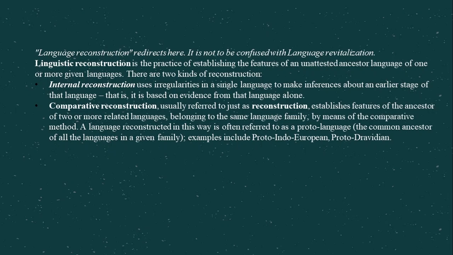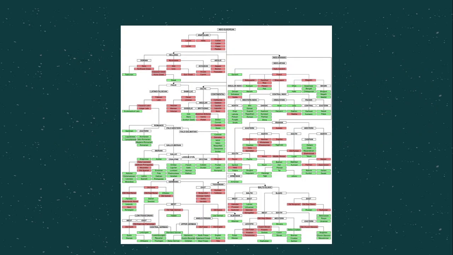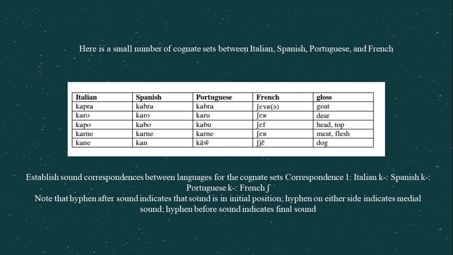Examples include Proto-Indo-European, Proto-Dravidian. Here is a small number of cognate sets between Italian, Spanish, Portuguese, and French. Establish sound correspondences between languages for the cognate set correspondence.